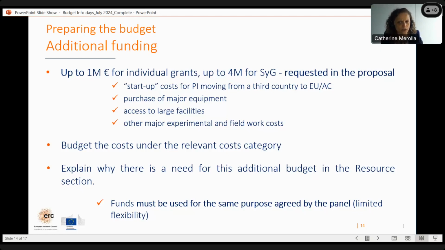What is really important is that you identify the category in the resource section when you draft your resource section, and you explain very carefully why you need that extra money, why you cannot carry out the project within the normal envelope. If it's a starting grant within the 1.5 million, but you really need to purchase, for example, a major piece of equipment for the project, and then you explain. It will be assessed by the panel, and they will decide if it's fully justified or partially justified or not justified at all. So just pay attention to that when you draft your resource section.